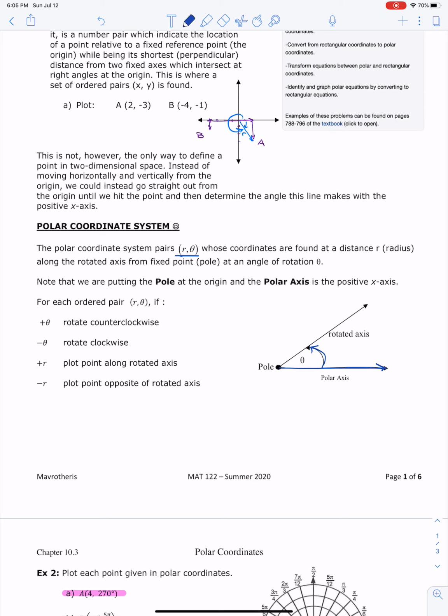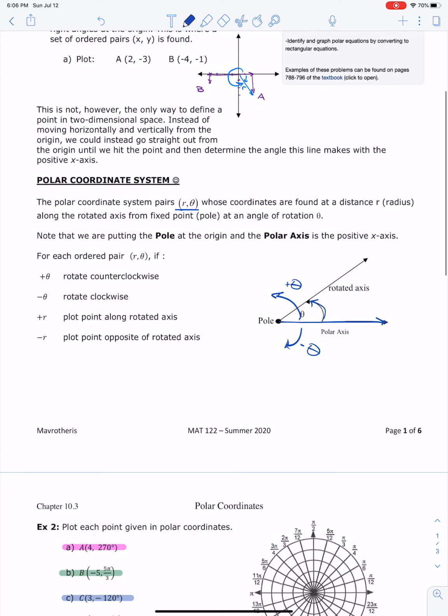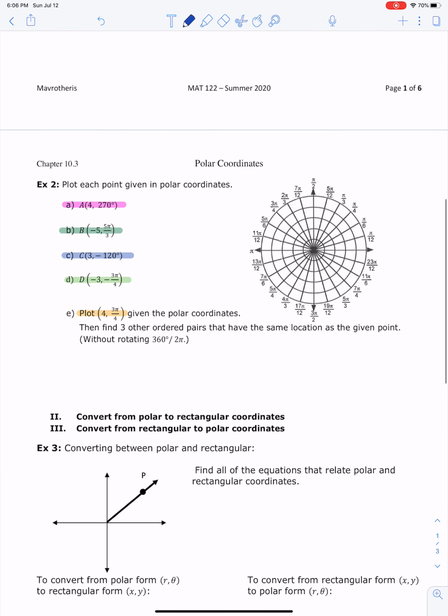Angles work the same way they did before. It's positive going counterclockwise. It's negative going clockwise. And then the positive or negative r work the way we think about them too. If we're plotting along the rotated axis from our pole, that's our positive r. If we're going in the opposite direction, that's the negative r. So there's page 1 done. Let's take a look at page 2.